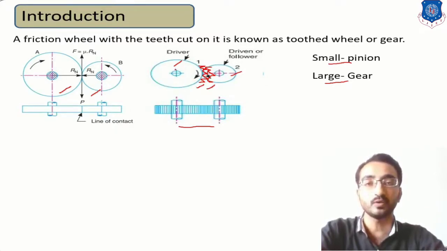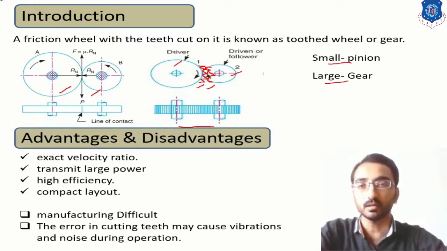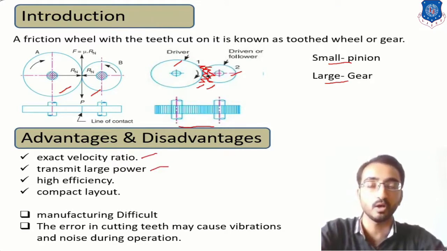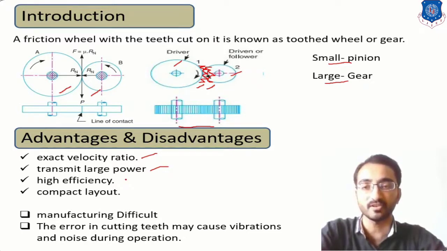Another benefit is that it produces maximum efficiency. So these types of benefits are obtained with the help of gear: an exact velocity ratio. We can also transmit a large amount of power with the help of gear, because it helps us transmit any amount of power in comparison with belt and rope drives. It has the maximum efficiency.